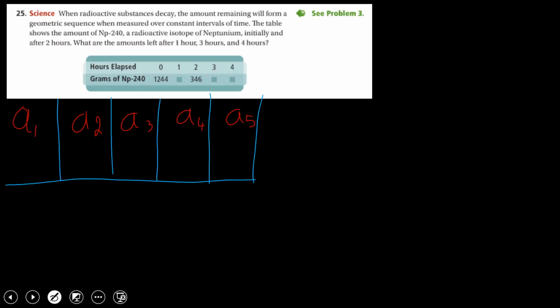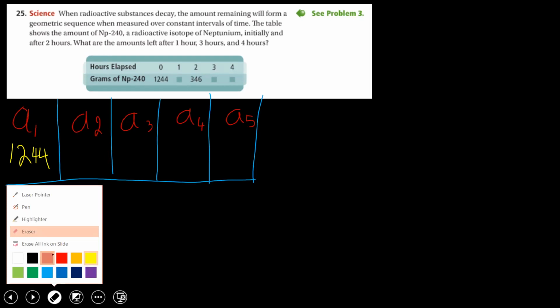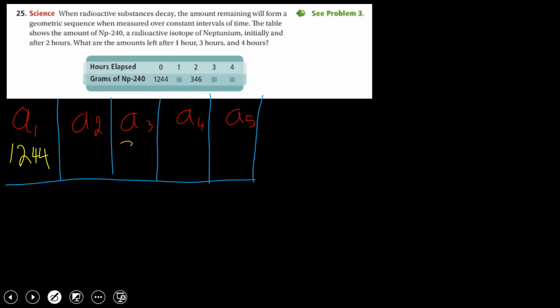Now, a sub 1 is 1,244, and a sub 3 is 346. Now, I want to find a sub 2. I told you that if I have a sub 1 and a sub 3, and I need to find any term that comes between them, I just use the geometric mean.